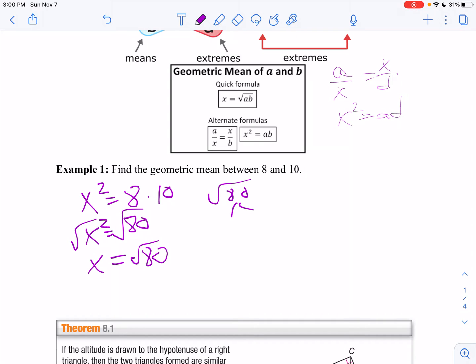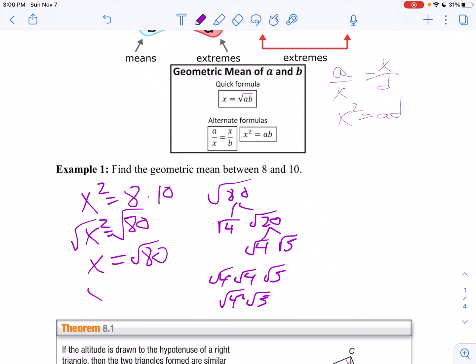And what goes into 80? Well, I would say the square root of 4 times the square root of 20. And the square root of 20 is the square root of 4 times the square root of 5. So I get the square root of 4 times the square root of 4 times the square root of 5, which is actually the square root of 4 squared times the square root of 5. Well, square and square root, they're inverse operations. They cancel each other out. So X equals 4 square roots of 5.